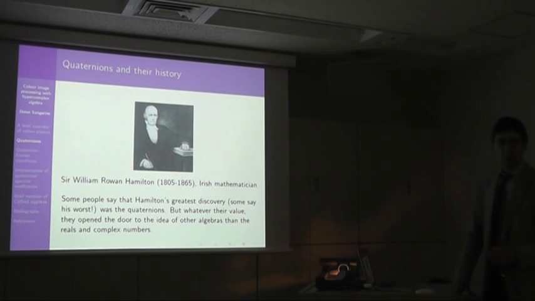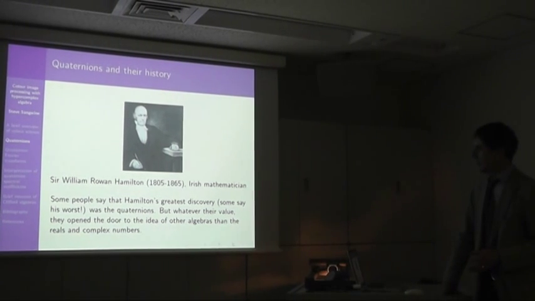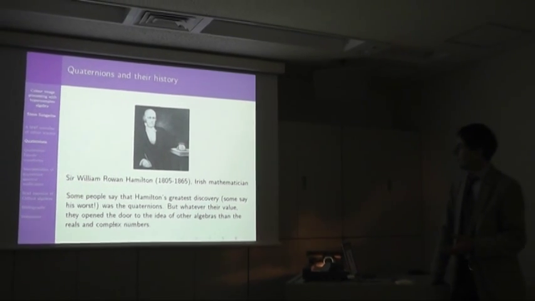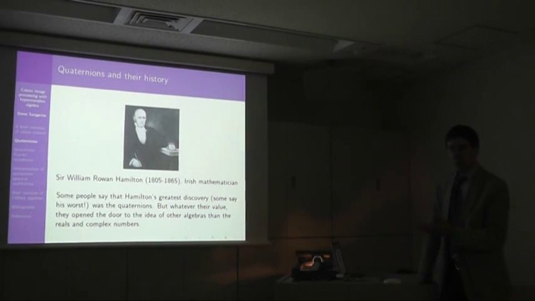Now, the quaternions, they were discovered by this Irish mathematician, Sir William Rowan Hamilton, in 1843. Some people say this was the worst thing he ever discovered. Others think it's the greatest. But, you know, whether you like it or not, mathematics is there to be discovered, and you can't argue with the fact of the mathematics.